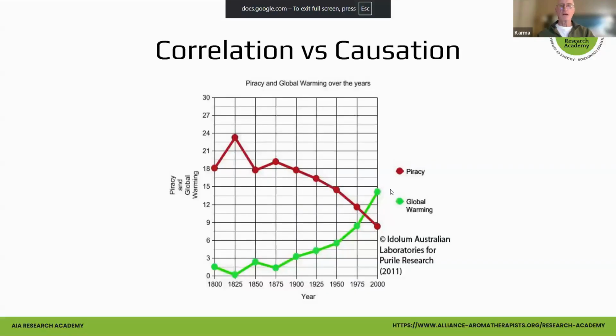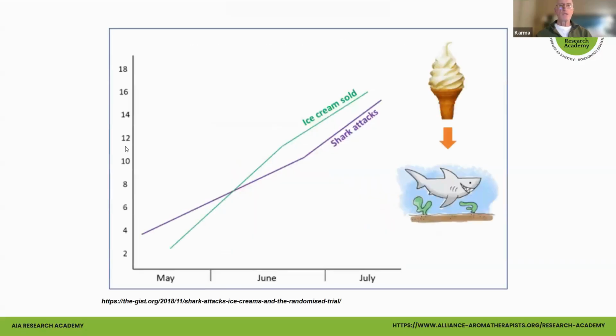Which doesn't make any sense at all. All right, here's another example. If we just sold less ice cream, then we'd decrease shark attacks. Well, they obviously have nothing to do with each other. So correlation, even perfect correlation, does not mean causation.